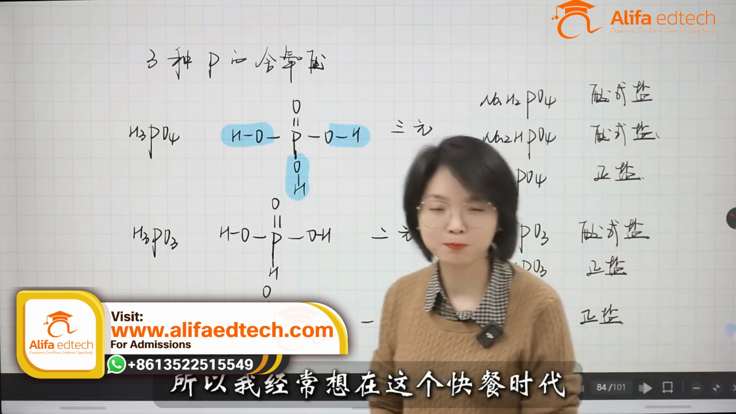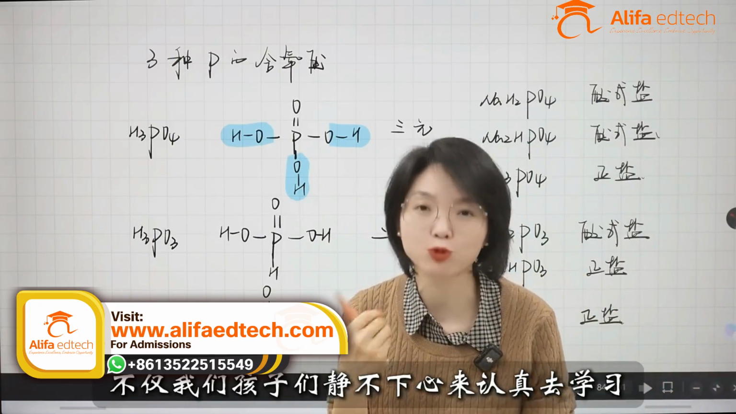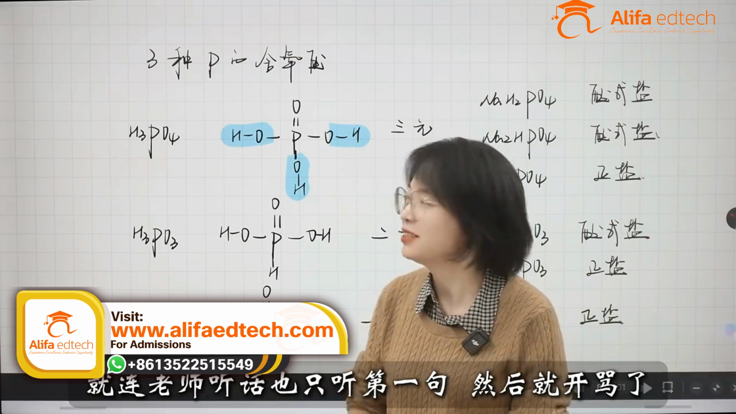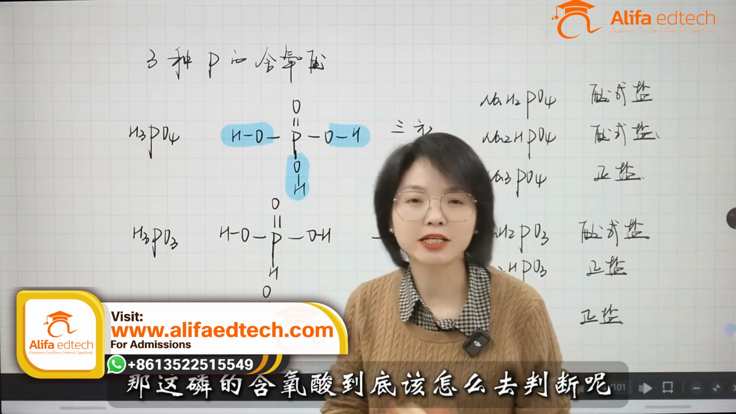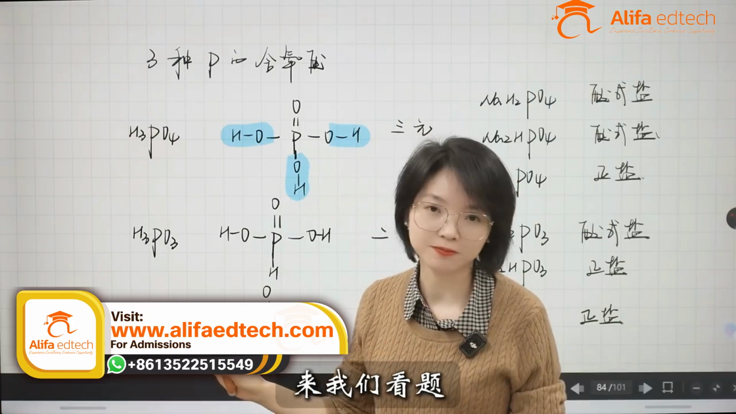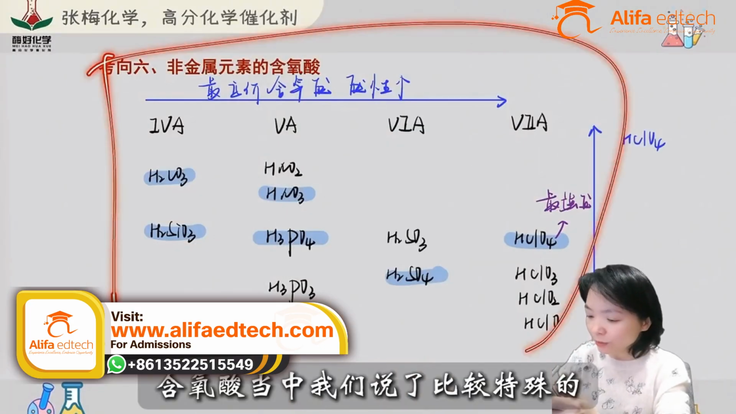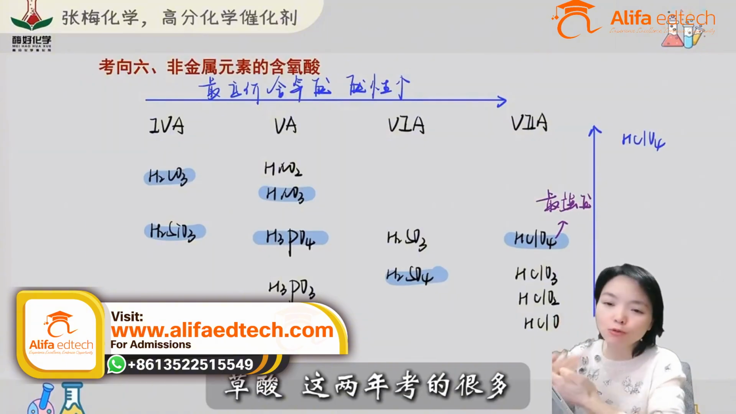Some people say you're misleading students. I think in this fast food era, not only do our kids not study seriously, but even those who listen only hear the first sentence. Then they start criticizing. So how should we actually determine the protonation of zero oxygen acids? Let's look at the question.